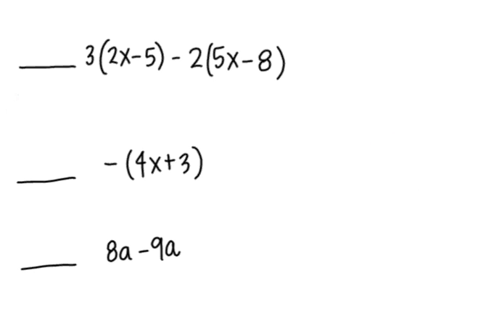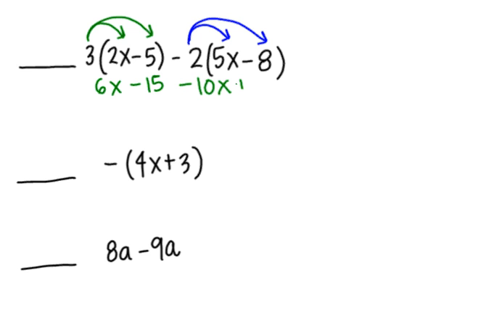Okay, my next one I'm going to distribute, and I have 3 times parentheses 2x minus 5 minus 2 times parentheses 5x minus 8. I'm going to distribute this 3 through first, and then I'm going to pick back up and distribute this 2 through. But you'll notice that 2 is not a regular 2, it's a negative 2, so you have to be really careful with your signs. When I distribute the 3, I get 6x minus 15. And when I distribute the 2, that would be negative 2 times 5, negative 10x, and two negatives make a positive 16.